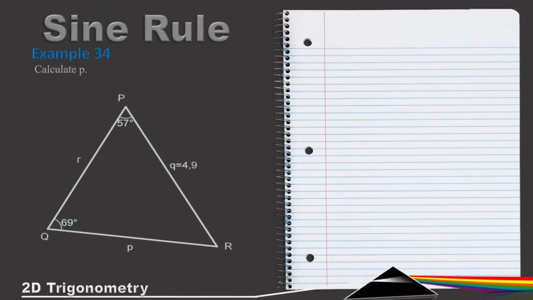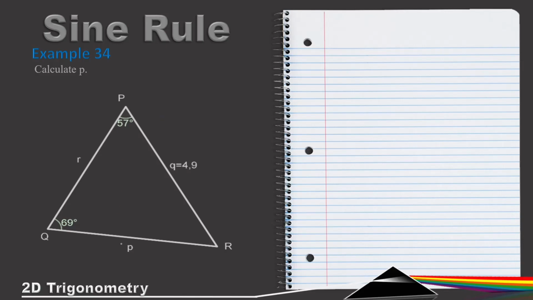Okay, now to apply it. In this example, it says calculate B. Now, in this example, we are calculating this side, B, and when you have this question in an exam, they are not going to tell you, okay, now use the sine rule, like we have it here.